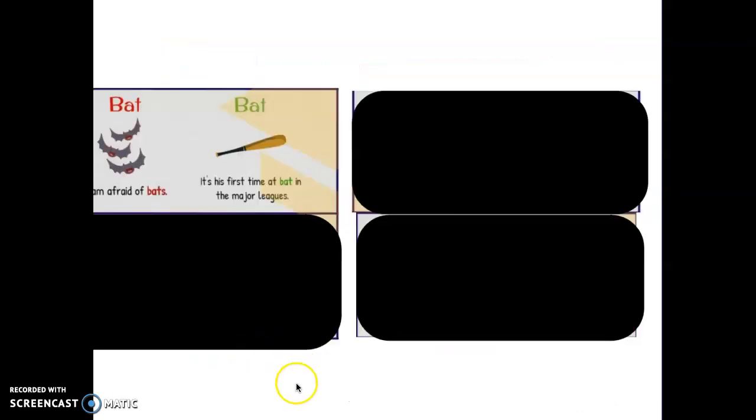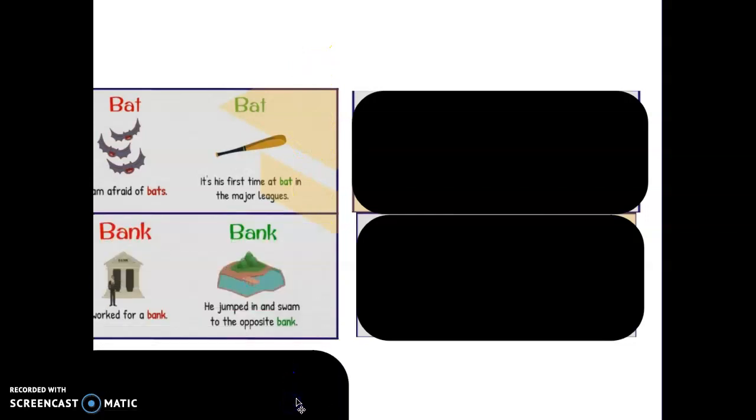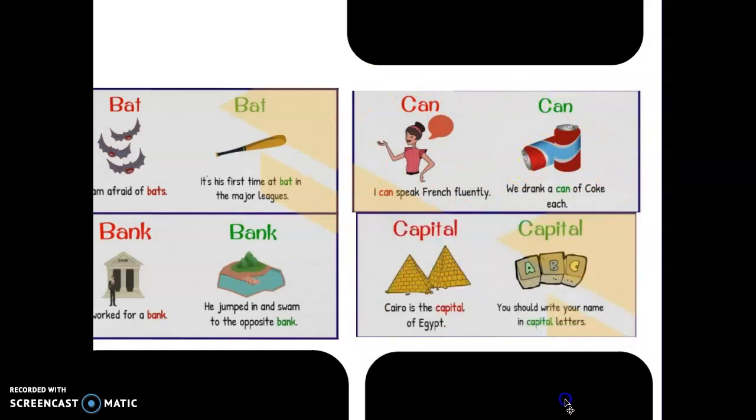Here are some other common examples. We have bat and bat, a bat like the animal, and a bat like you use in baseball. A bank and a bank. Can and can, used as a verb or the item like a can of soda. And capital, such as the capital of a country, and capital like you write in capital letters.